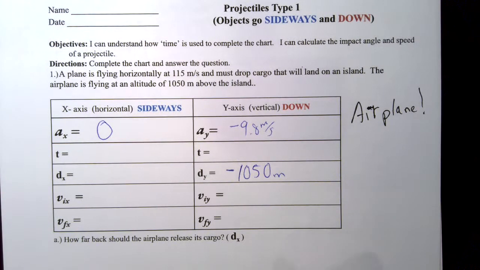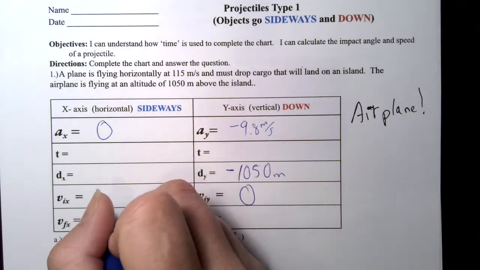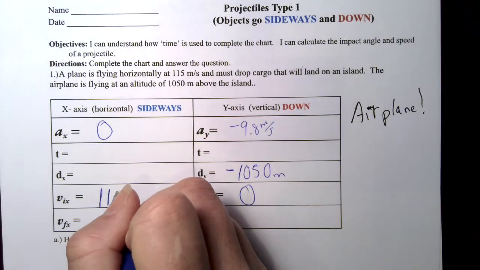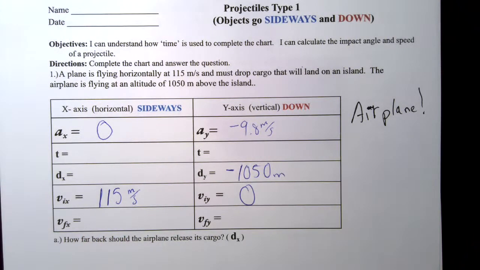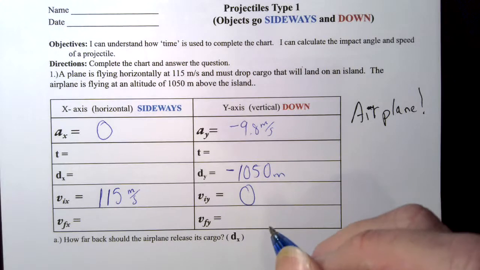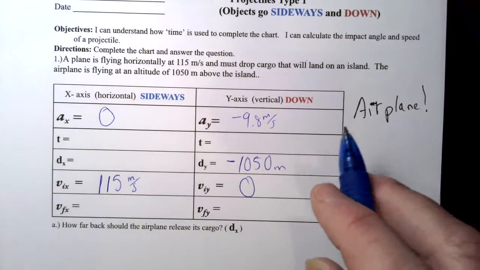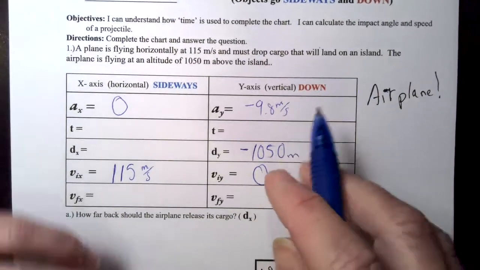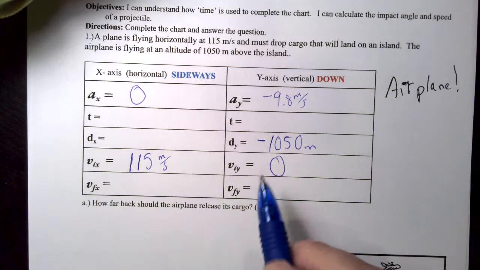What else do we know? In the y-axis, the initial is 0. Do you know anything else? Oh, yeah. He's flying 115 meters per second. I don't know if that's actually real or not. Airplanes go pretty fast. I've got to look up something more realistic. Tune in like 30 years, maybe I'll have better problems. Actually, I got this one online, so maybe it's true. All right, what are you going to do? They want to know how far back the airplane should release its cargo.